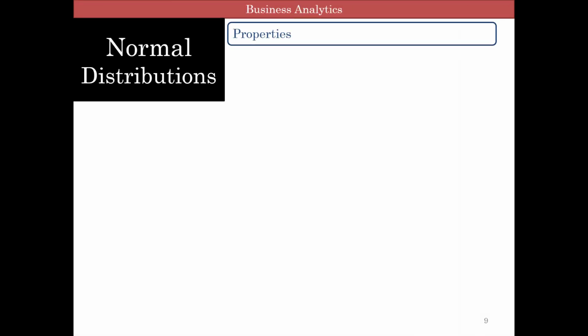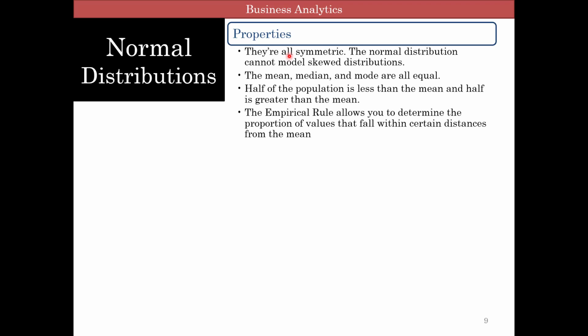So the properties of normal distribution: they're symmetric, which means you cannot have a skewed distribution. Skew meaning it's not at the center. So you're assuming that mean, median, and mode are equal here. You cannot have a distribution where the median may be slightly different from the mean. Half of the population is less than the mean, and the other half is greater than the mean.